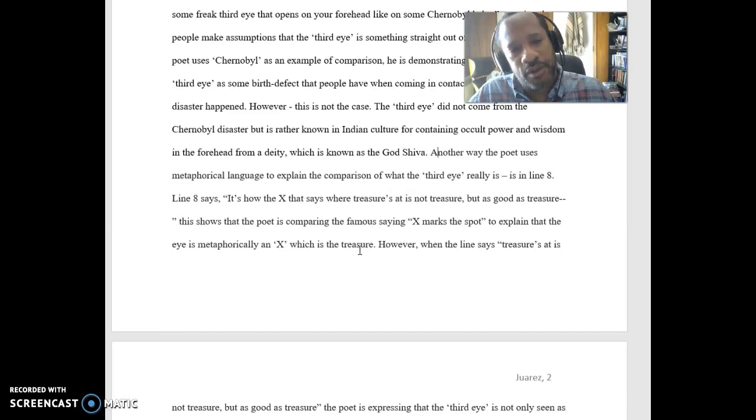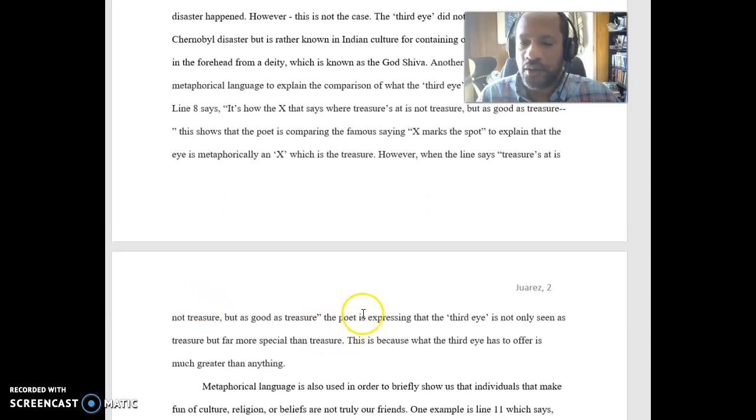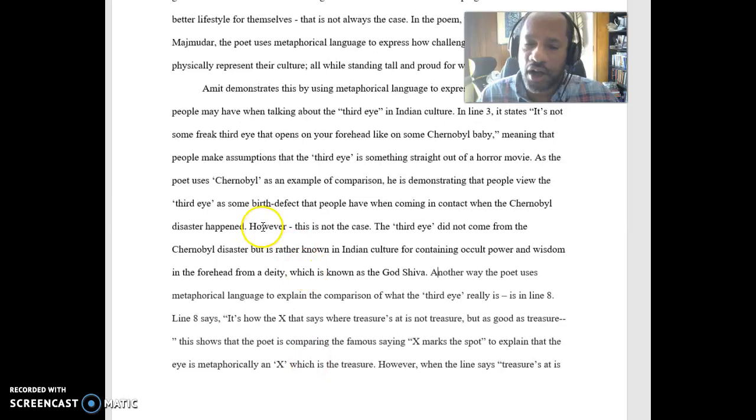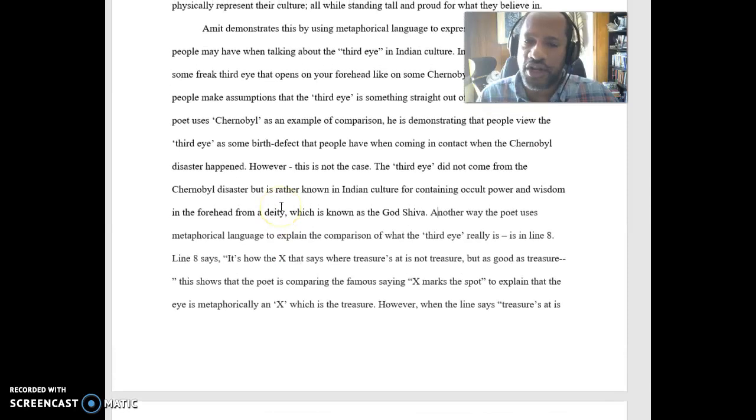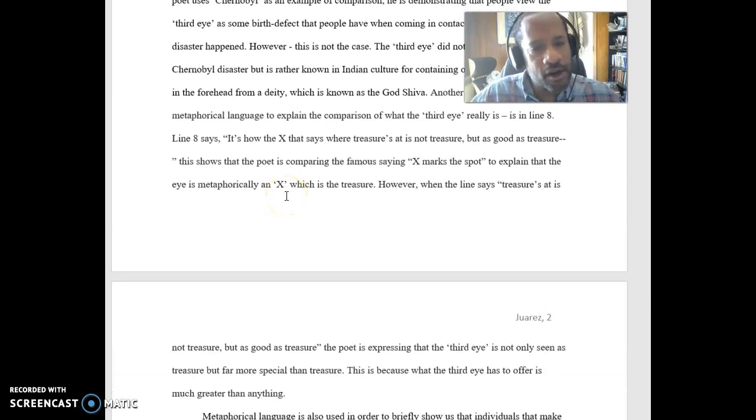One simile says other people might see the bindi as being some kind of strange thing. That's what kind of freak people have, or something like that. It's comparing it to a Chernobyl baby, and so it's being compared to a birth defect. That's something wrong, as opposed to being compared to a treasure, which is going to be something valuable, right? And so we said the poet is expressing that the third eye is not only seen as a treasure, but far more special than a treasure, right? And so this person has talked about those two similes there, about the treasure and the Chernobyl baby, and spent a paragraph explaining that.